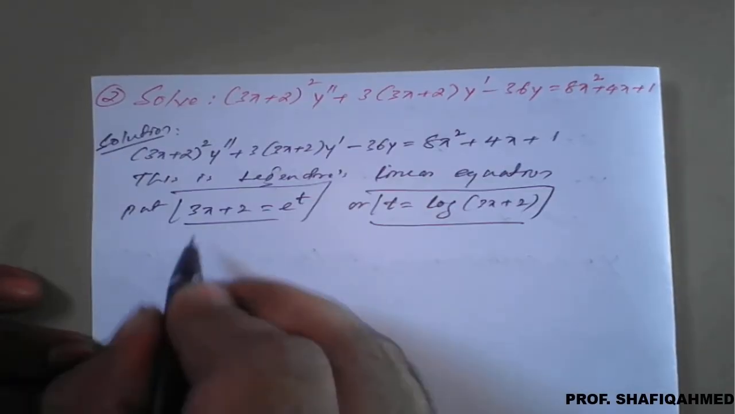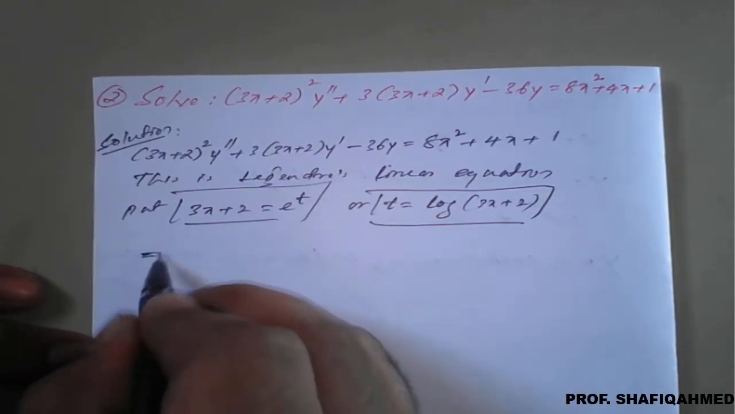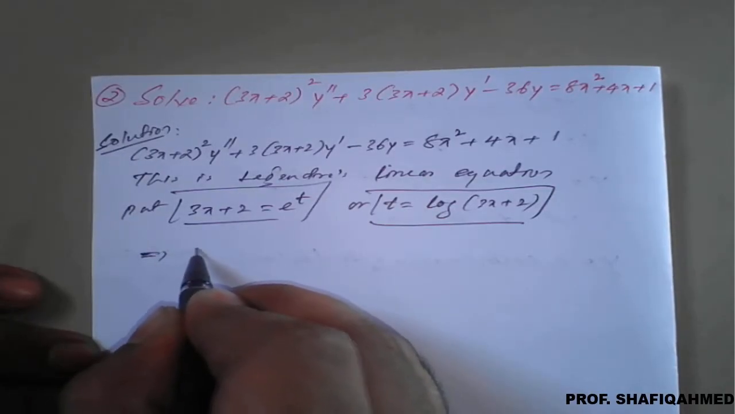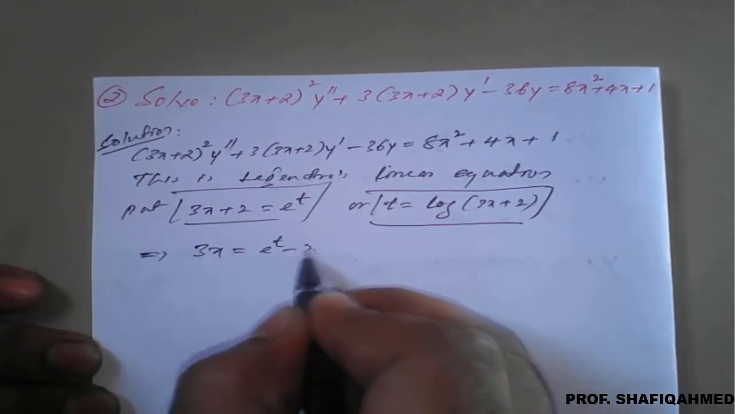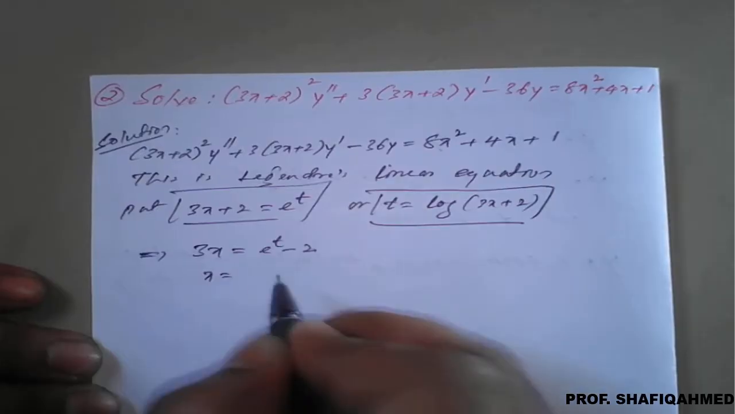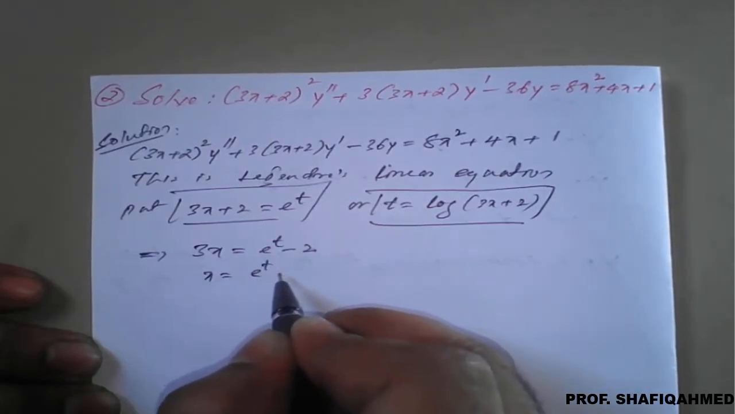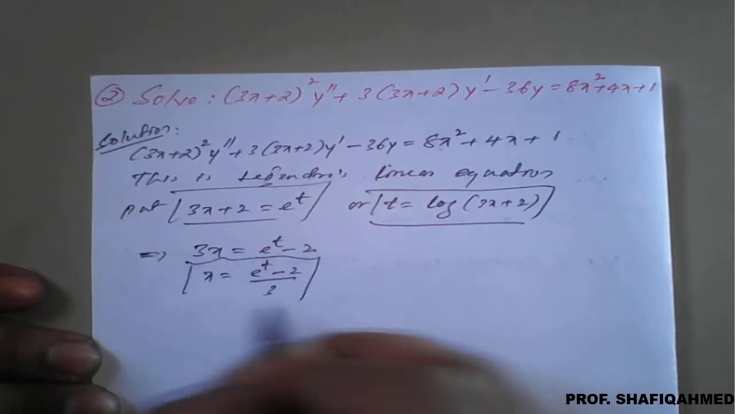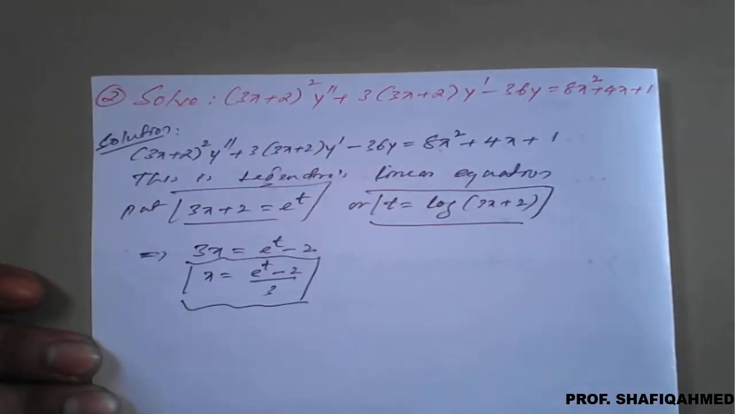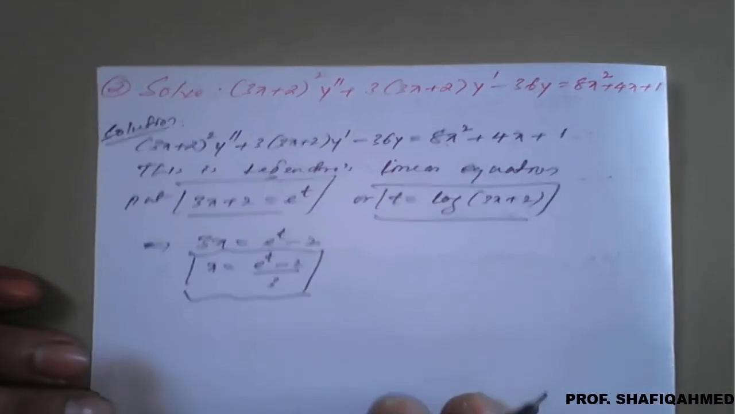But here in the Legendre we need to get the value of x. So from here the x value can be obtained: 3x = e^t − 2, or x = (e^t − 2)/3. So this is nothing but the value of x, and this t will remain as it is.